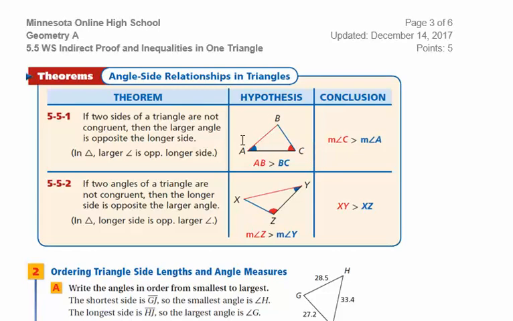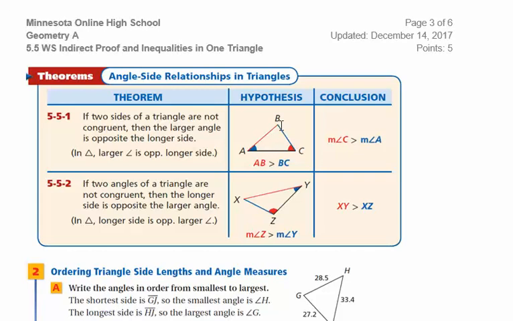So in this triangle here, we don't have any congruent sides, and we can see that this angle B is bigger than the other angles. So this angle B is going to be opposite the longest side. The largest angle is opposite the longest side. So the measure of angle C is greater than the measure of angle A because of the side lengths.